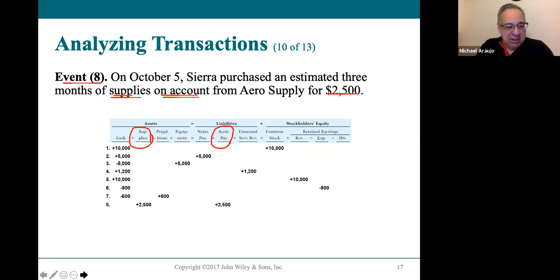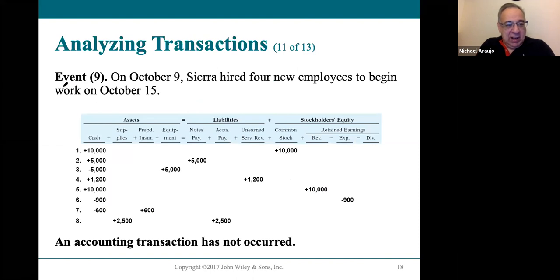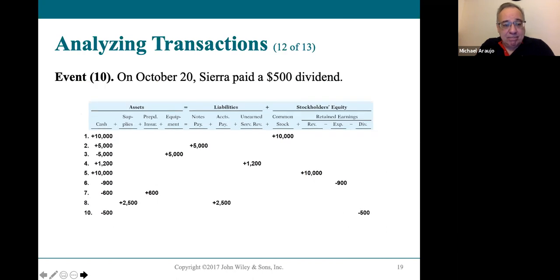All right. Event number 9 happened on October the 9th. We hired 4 new people. And in accounting, bookkeeping, we'll look and say, who cares? We don't care. We're not even going to blink an eyelash because it's not a transaction. No bookkeeping is required because the financial condition of the company didn't change with those hires. It will change when we pay them, but not when we hire them.